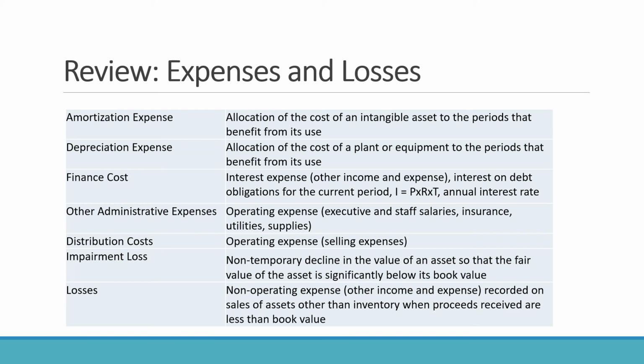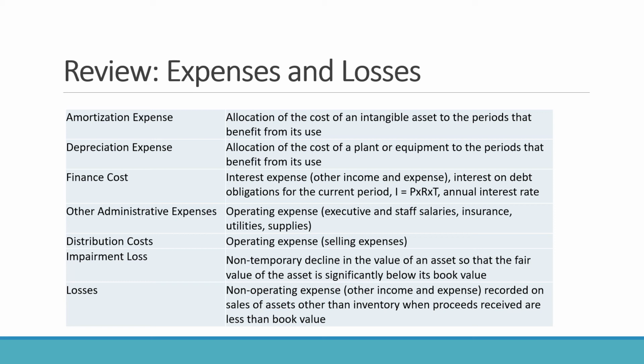Likewise, depreciation expense is also a cost allocation. Amortization and depreciation are the same basic process. We just use the term amortization if we're talking about an intangible asset, and depreciation if we are talking about a tangible asset such as plant or equipment. So depreciation is the allocation of the cost of a plant or equipment to the periods that benefit from its use.